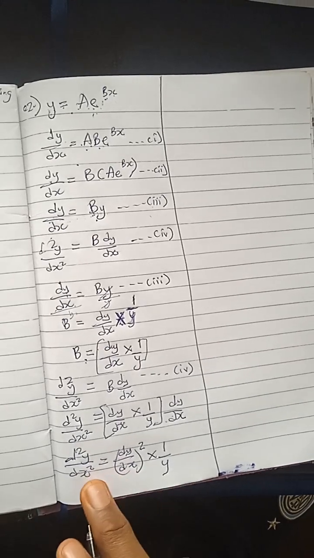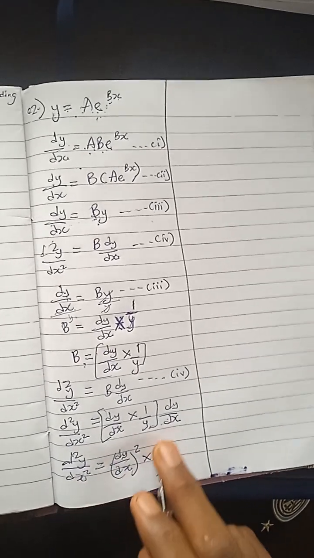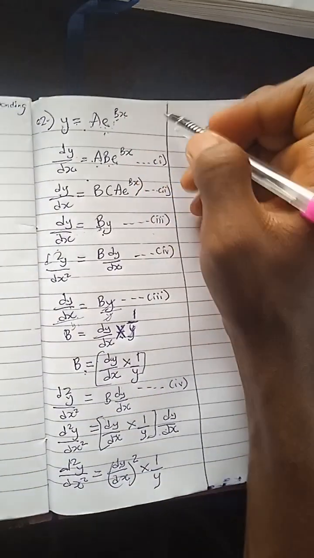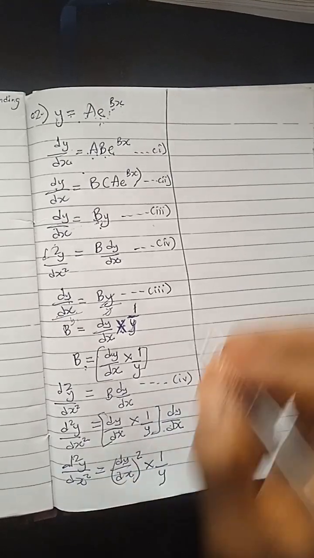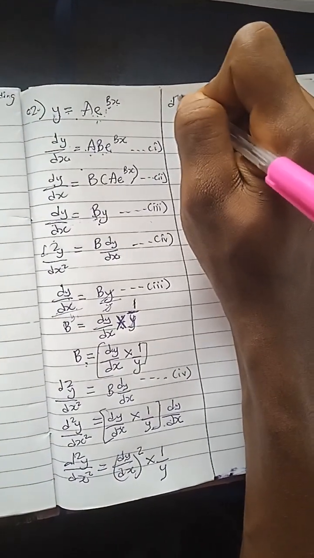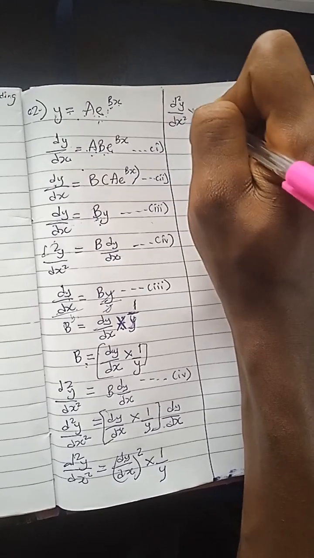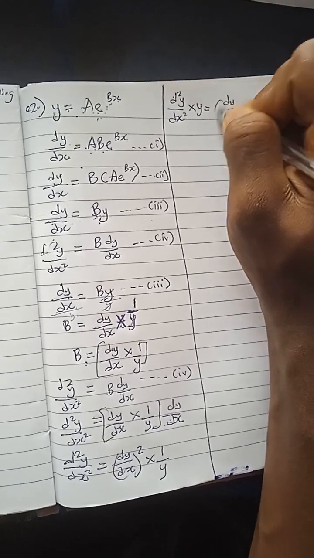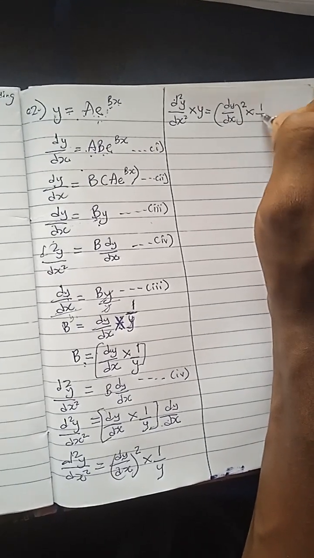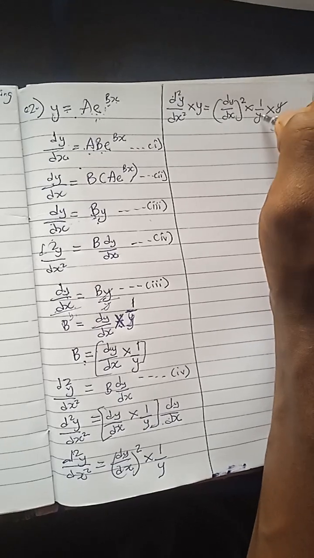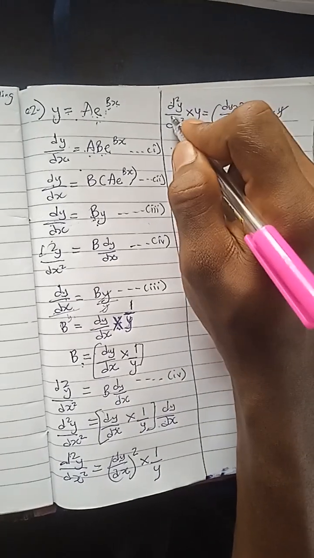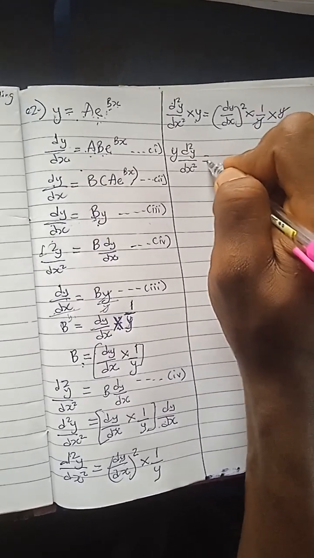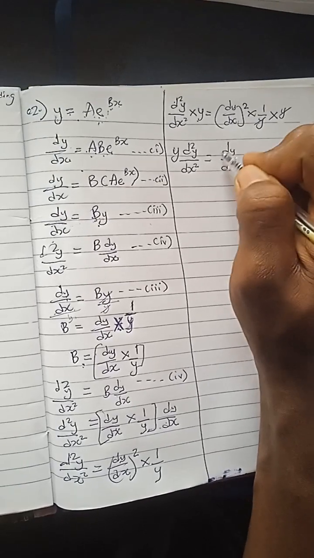From here, we still need to clear this fraction, because there is nothing like a fraction in an equation. To clear this fraction, we multiply both sides by y. So d squared y over dx squared multiplied by y is equal to dy over dx all squared times 1 over y multiplied by y. This y will cancel this y. Therefore, we have y d squared y over dx squared is equal to dy over dx all squared.